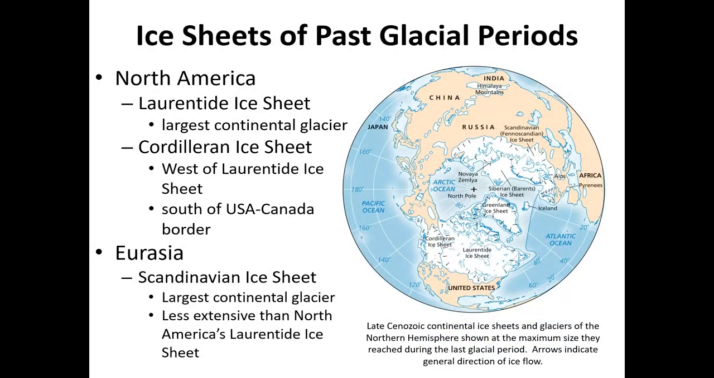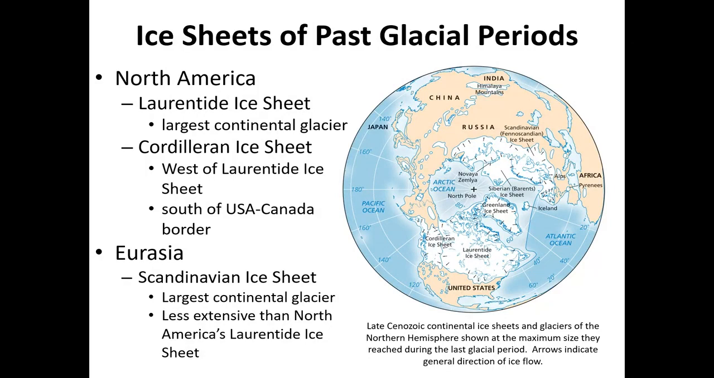So North America and Eurasia, at the peak of our last ice age, about 20, 21,000 years ago, had a very large ice sheet that covered it called the Laurentide ice sheet. And that basically covered almost all of Canada and much of the Midwest, including most of Michigan, helping create the Great Lakes. And then in Eurasia, in Scandinavia and parts of Russia, they had the Scandinavian ice sheet.